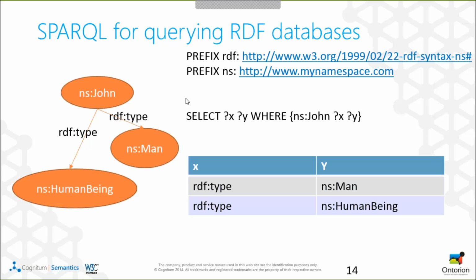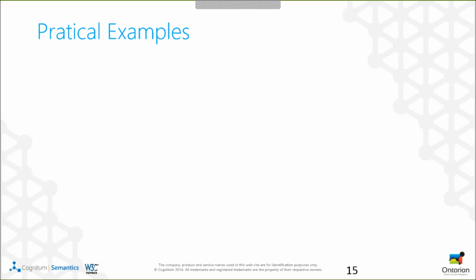So this was all for the introduction. So this was the introduction about semantic technologies and what you can do with this, and what are the pieces that you get while working with semantic technologies. So now we will go to practical examples.